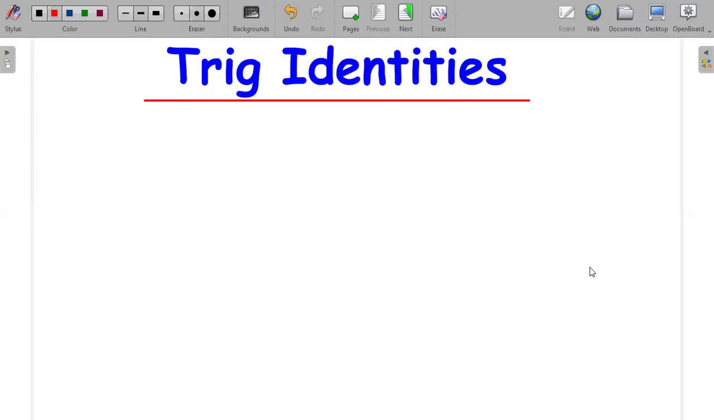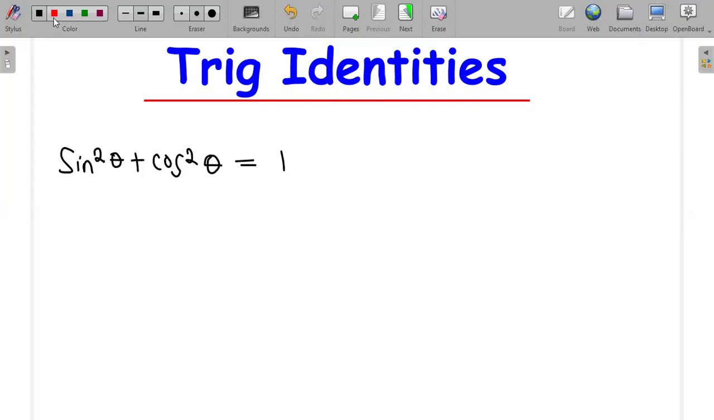So you first have to know the basic trig identities. I'll start by writing some of those basic trig identities here, and then we move to the questions. The first one that you have to know is that sine squared theta plus cos squared theta is the same as 1. Whenever you see sine squared theta plus cos squared theta, it is the same as 1.